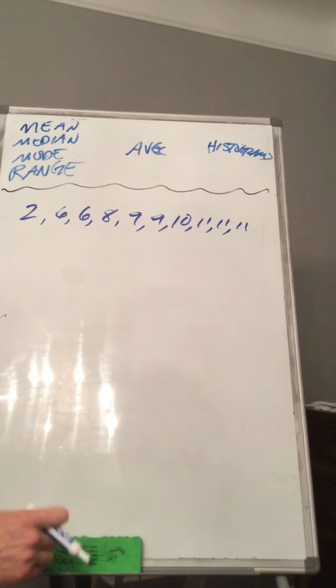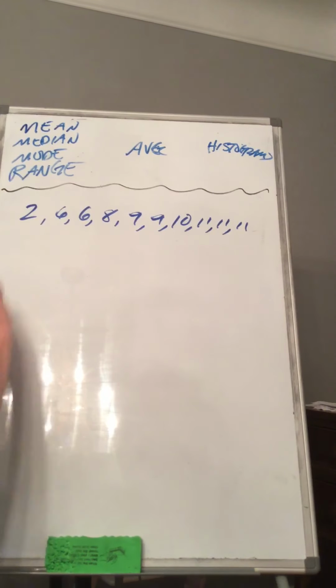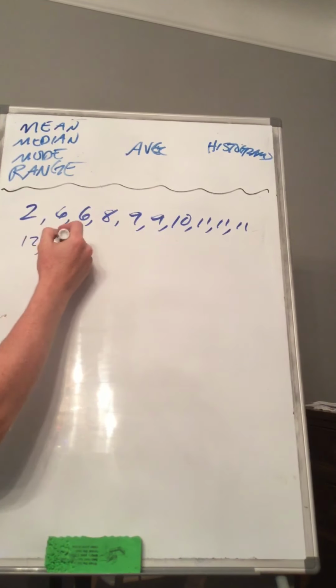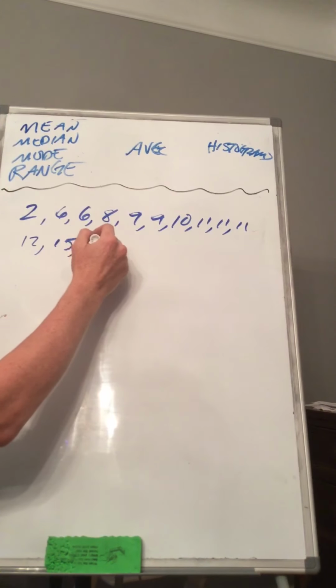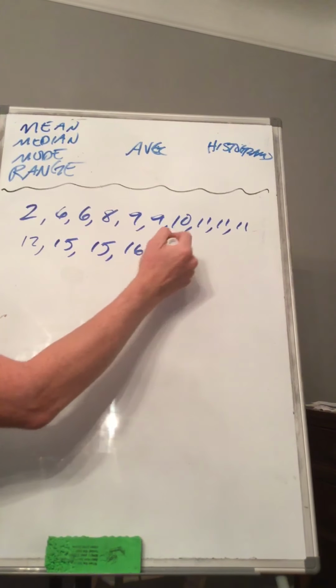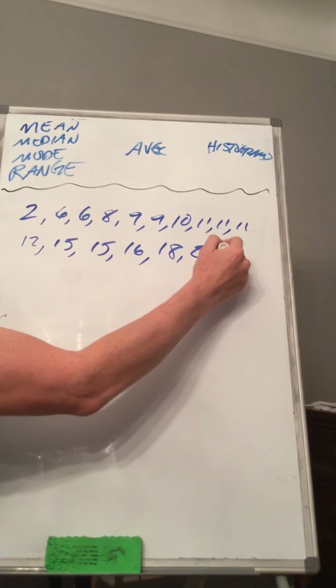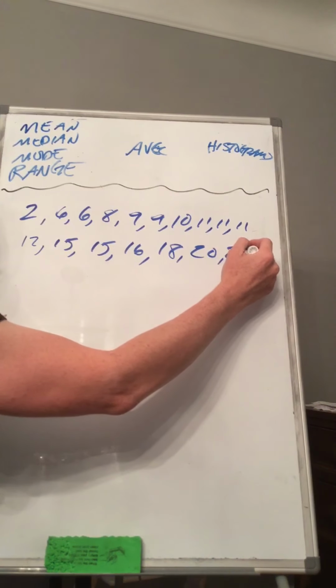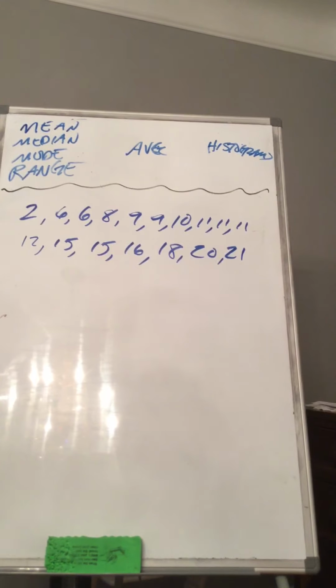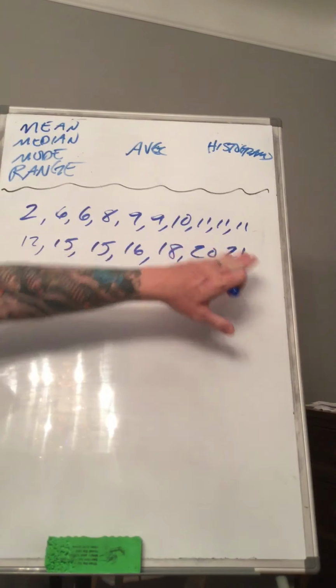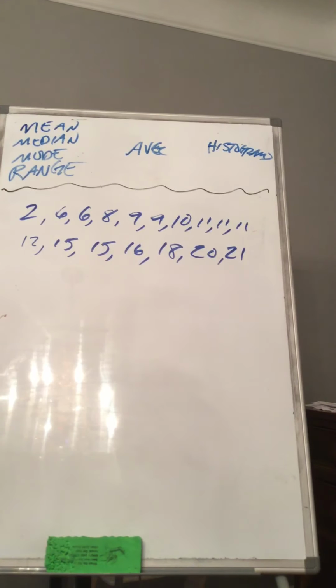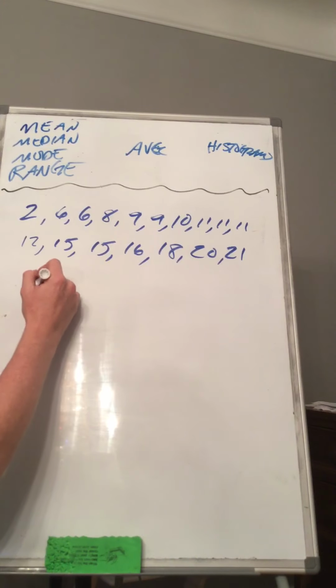So now let's just continue with this. Let's make this a little bit longer: 12, 15, 15, 16, 18, 20, and 21. So we have a bunch of data. Our mode is still 11. Now, to graph this, since it's spread out and there's not a lot of repeats, you wouldn't want to do a line graph because you would have very little to see. So now you would do a histogram, okay?